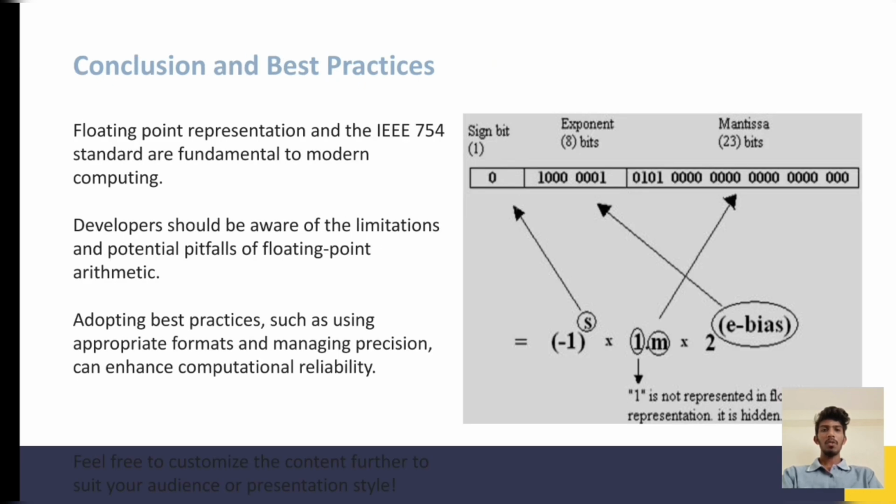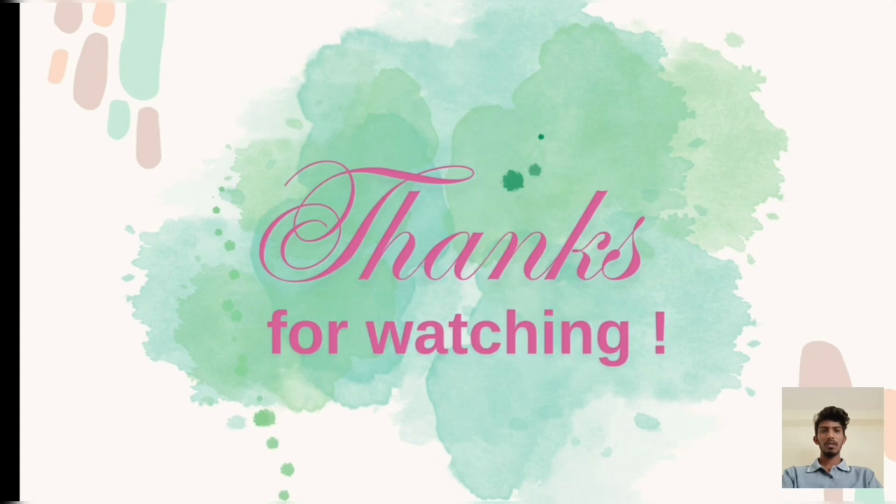Conclusion and best practices. Floating point representation and IEEE 754 standards are fundamental to modern computing. Developers should be aware of limitations and potential pitfalls in floating point arithmetic. Adopting best practices such as using appropriate formats and managing precision can enhance computational reliability.